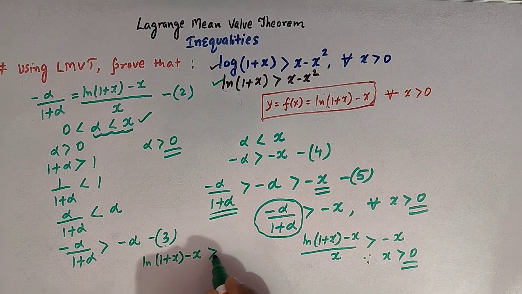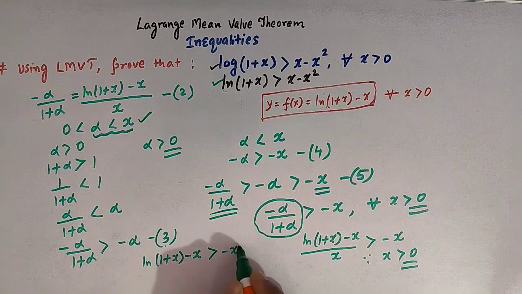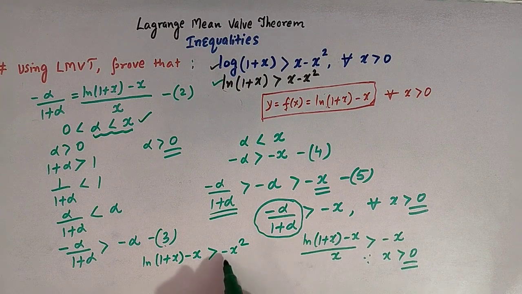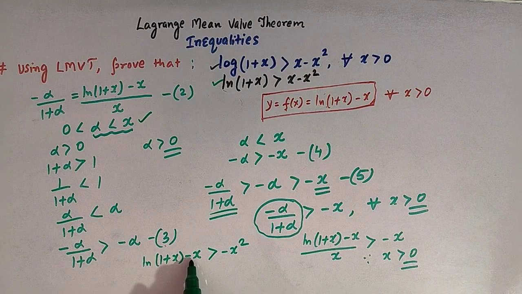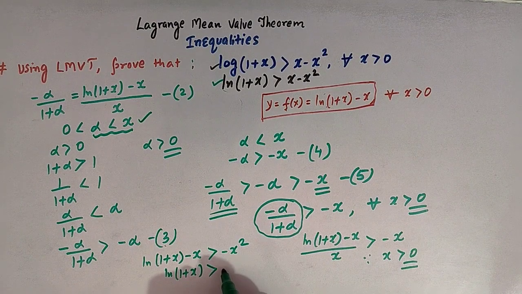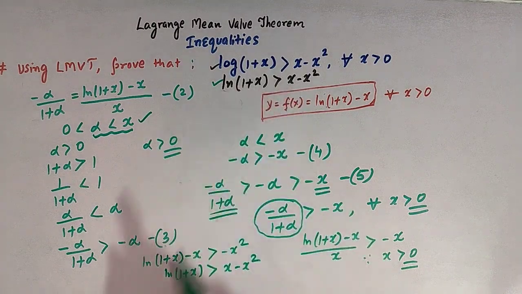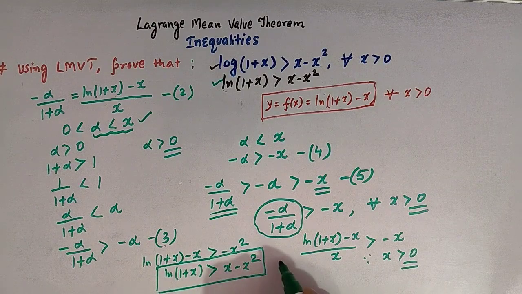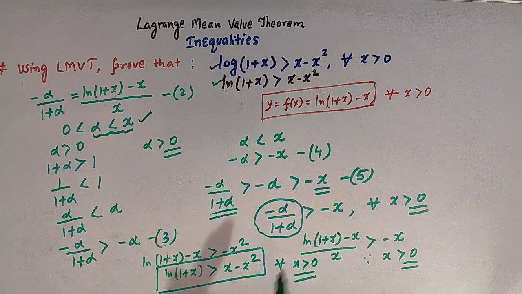So now we have this is greater than minus x square, right? So here x is multiplied with x, so we have x square, right? Now if we take this term to this side, so we have log of 1 plus x, and this is greater than x minus x square, which is our desired inequality, right? So this is how, by making use of the Lagrange's mean value theorem, we have proved this important inequality.